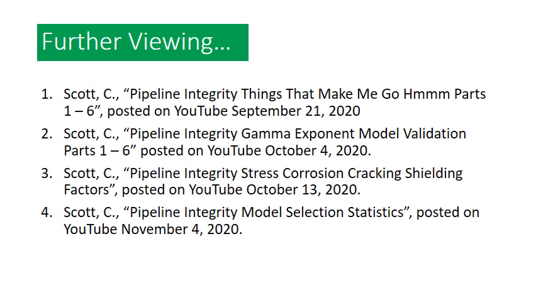I also have a 6-part series, Pipeline Integrity Gamma Exponent Model Validation. That's where I look at 5 different flaw types and show how they all validate quite well to the original gamma exponent model. And I can actually take all 5 data sets that I've got from the different flaw types, pool them together, and get a mega validation in part 6, which shows that the overall mathematics of the model is doing quite well for itself.